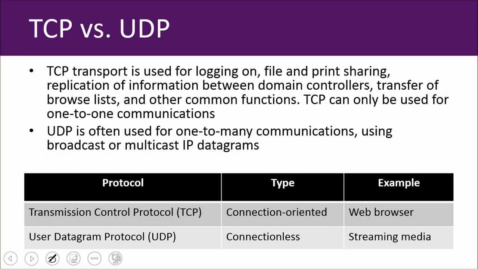TCP is only used for one-to-one communication, right? And UDP can often be used for one-to-many communication, so for broadcast or multicast. Broadcast, of course, we covered. It's when your device wants to send a communication to all of the devices on its local area network, and then multicast is if you would send it to just a few select devices on a local area network.